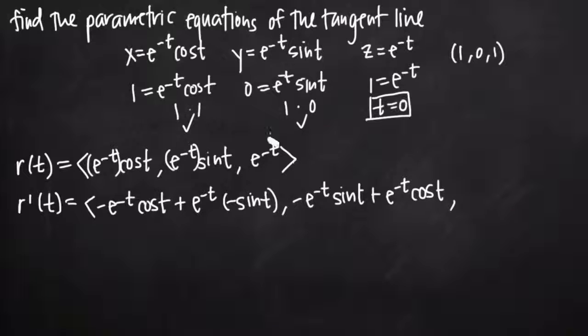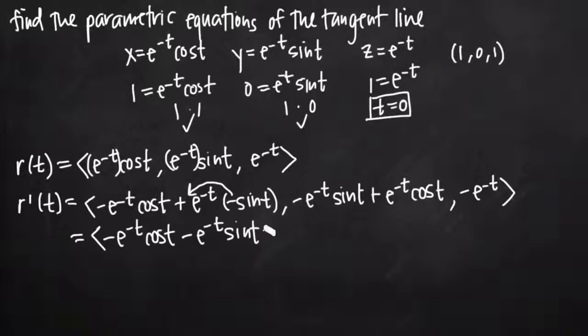Then our z component, the derivative of e to the negative t, is negative e to the negative t. So here's our derivative function. We just want to simplify it as much as we can. We'll get here negative e to the negative t times cosine of t. We'll bring this negative sign out in front here and get minus e to the negative t sine of t, like this. We'll go ahead and flip these around since this starts with a negative sign. So we'll get e to the negative t cosine of t, and then subtract e to the negative t sine of t. And then our third component is just negative e to the negative t.